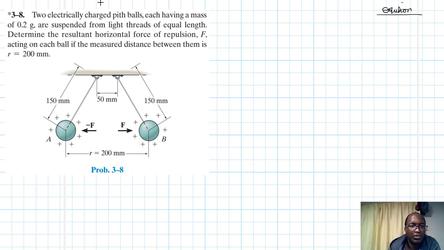This particular problem is just coming from the Engineering Mechanics: Statics textbook, the 10th edition by R.C. Hibbeler.